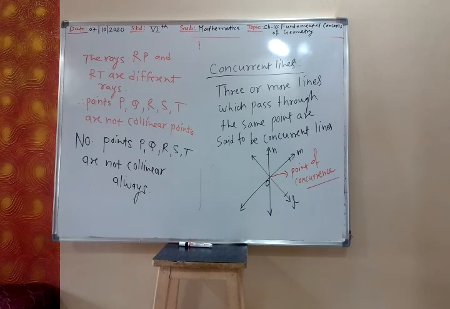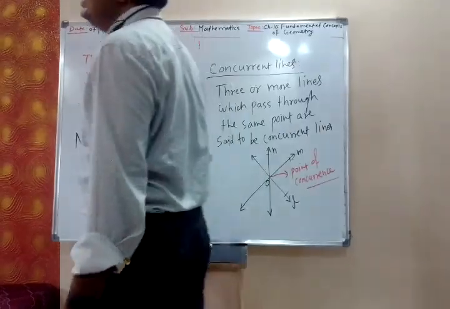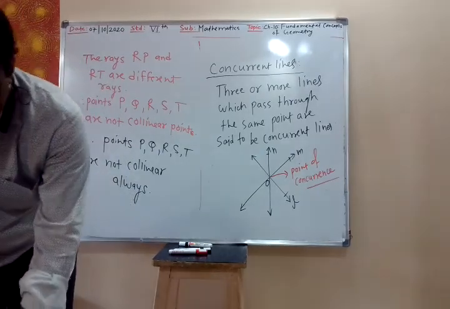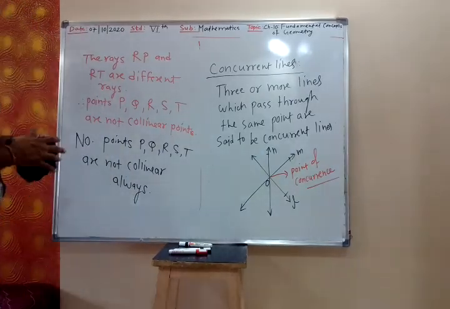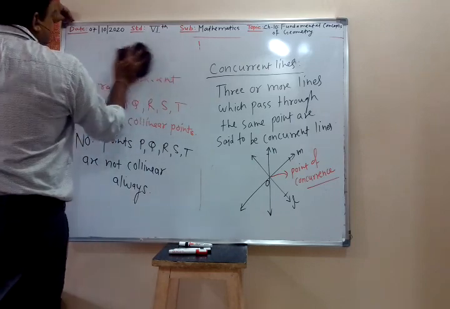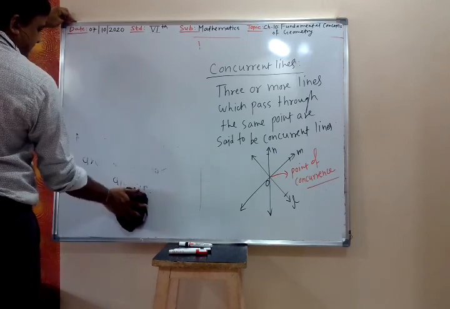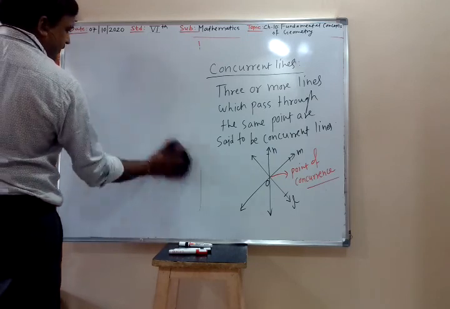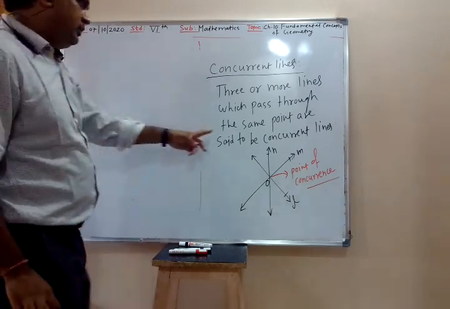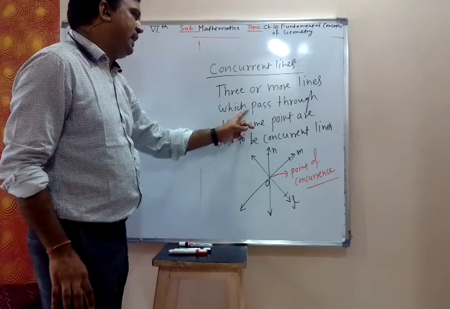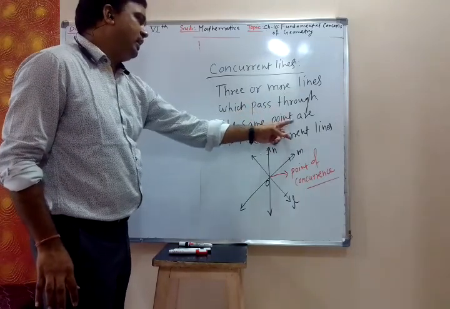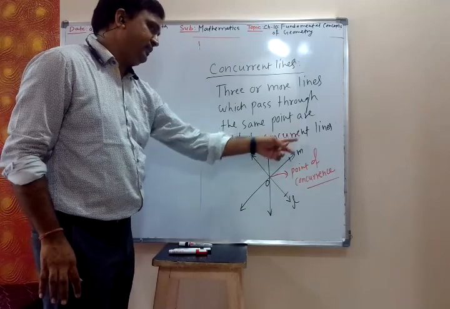Concurrent lines. Three or more lines which pass through the same point are said to be concurrent lines. When there are two lines, you will say they are intersecting lines. But when there are three or more lines, if they meet each other at one common point, then we say they are concurrent lines.